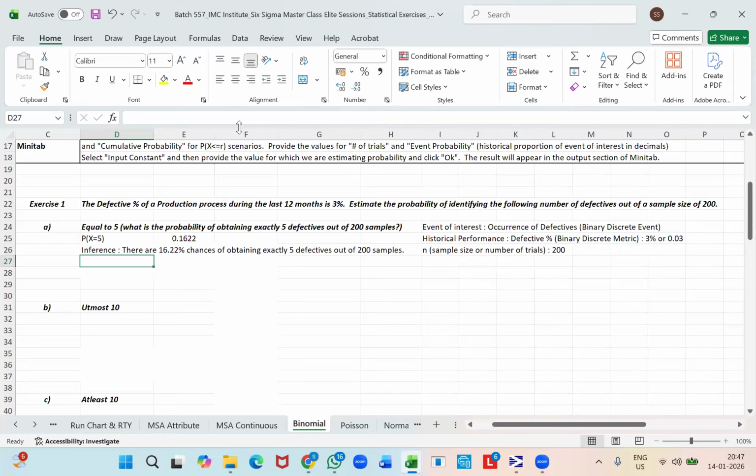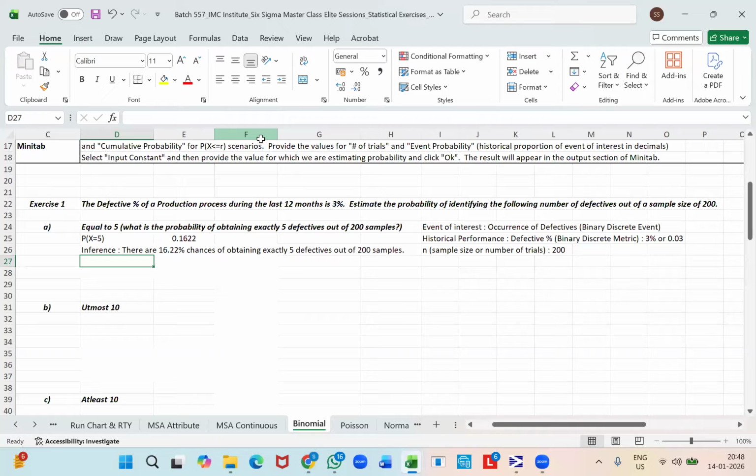So there are 16.22% chances of obtaining exactly 5 defectives out of 200 samples, given the historical performance for defective percentage as 3%, right? So that information is the key. So defective percentage being 3%, we have only 16.22% chances of obtaining exactly 5 defectives out of 200 samples, right? So we will see how to solve all these exercises using Minitab and also how to use our template to get the answers after we solve all these three sections pertaining to exercise number 1, right?